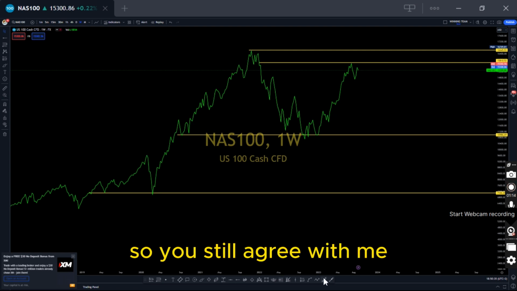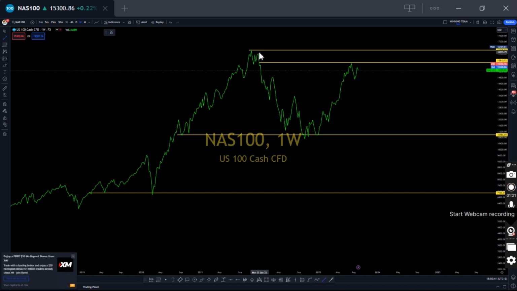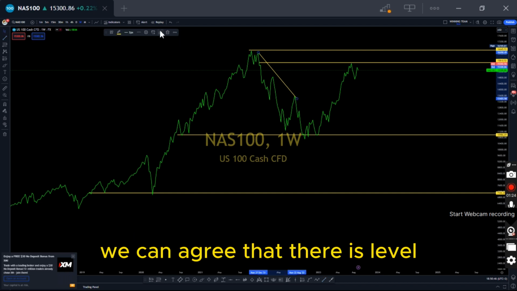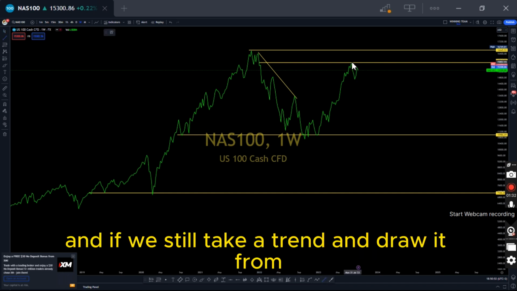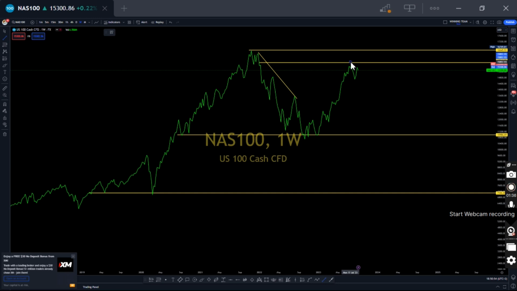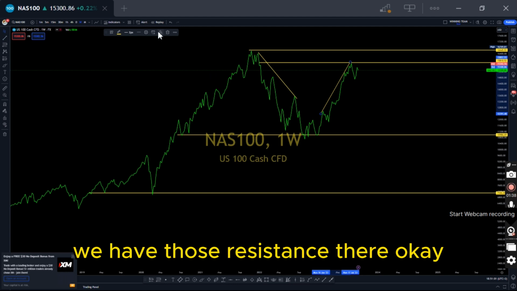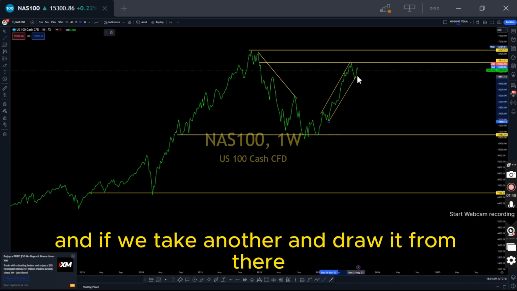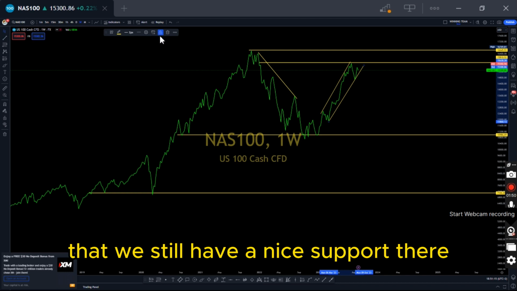So you still agree with me that if we take a trend on Nasdaq now and draw it from here on the top, coming to this level down here, we can agree that there is a level which is very strong there. And if we still take a trend and draw from up there, going all the way down again, you can agree that there is a trend. Okay, we have those resistance there. You can see that we have all those resistance there. And if we take another one, draw it from there, going all the way up, you can still agree with me that we still have a nice support there.